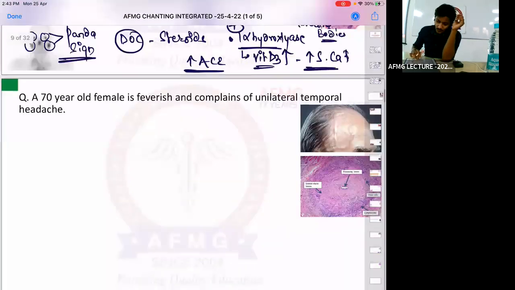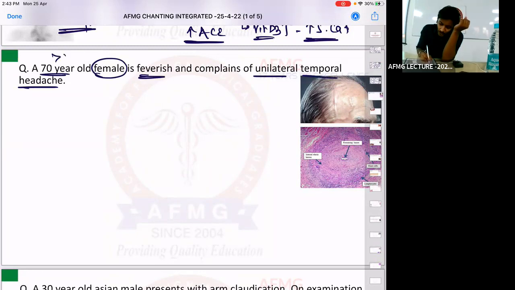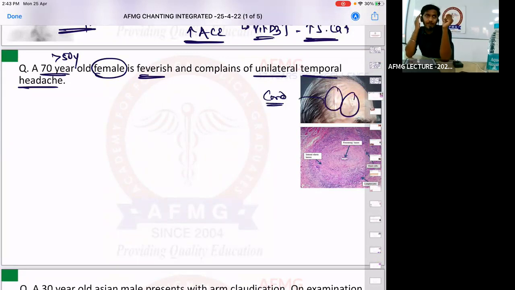No issues with this. Moving further. Start vasculitis. A 70-year-old female, feverish, complaining of unilateral temporal headache. A more than 50-year-old patient complaining of unilateral temporal headache and fever. On examination, a cord-like structure is seen on the temple. Most common vasculitis in adults is?